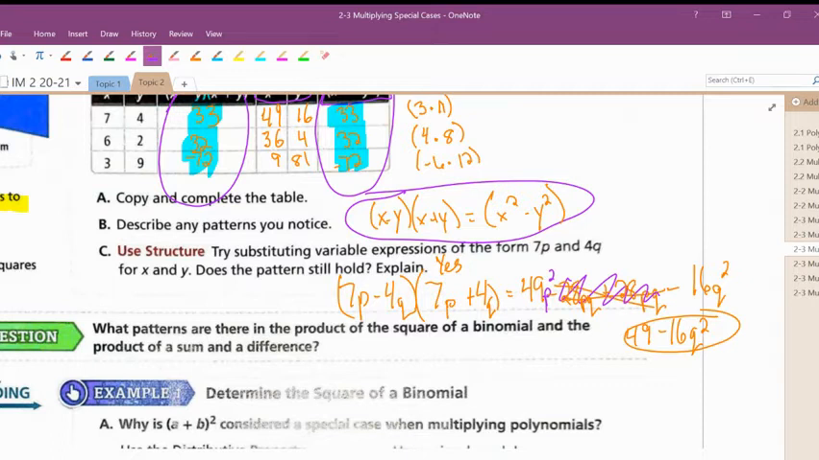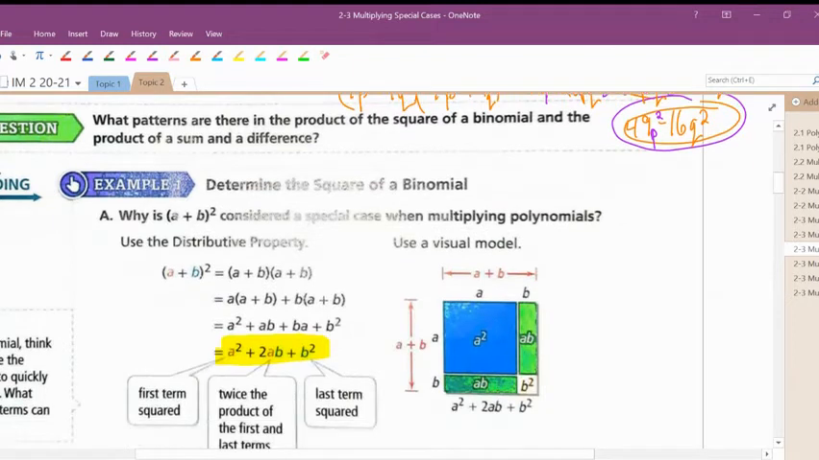So what is 7p minus 4q times 7p plus 4q? It is 49p squared minus 16q squared. I keep forgetting that p squared. So it's exactly like the formula says. Now, that's when they were different signs.